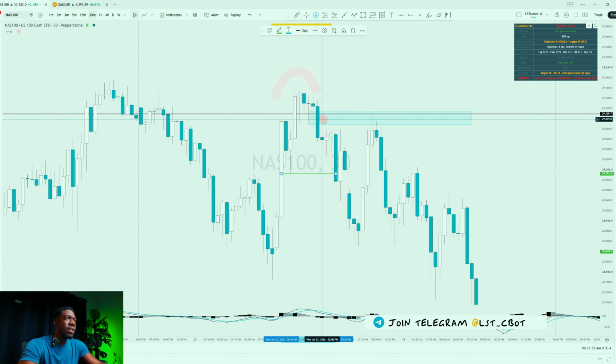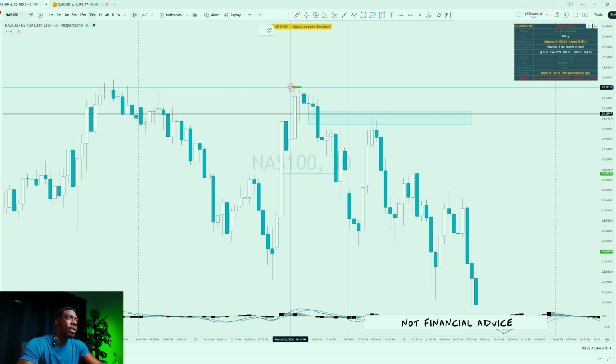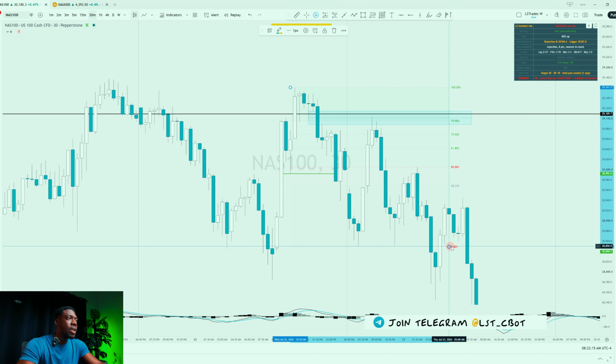We have a 30-minute fair value gap here. So what are we waiting for? We want price to retrace into that gap. As long as it sits below 50% of the move down, this is a high probability fair value gap. Now I take my Fibonacci mark from this particular high to this particular low, and where does 50% sit? This is 50%, right? And the fair value gap sits up here.